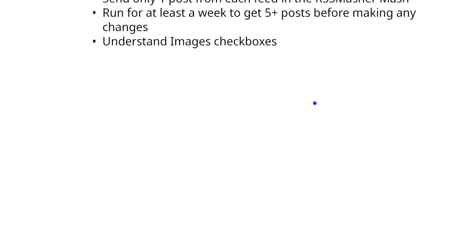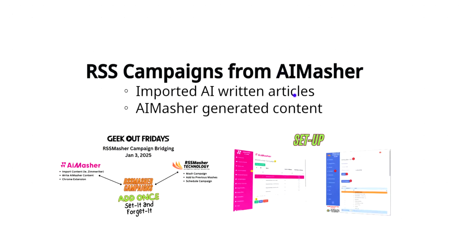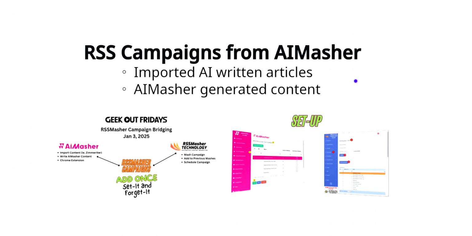Now, let's talk about RSS campaigns. What's the difference between RSS campaigns and reinventor templates? Good question, Damon. An RSS campaign is basically the easy method of getting anything you do in AIMasher into RSS Masher. It's just a bridge. It is not going to rewrite. It's not going to do anything but put that content over here so that you can add it to a mash, and you can set it and forget it.